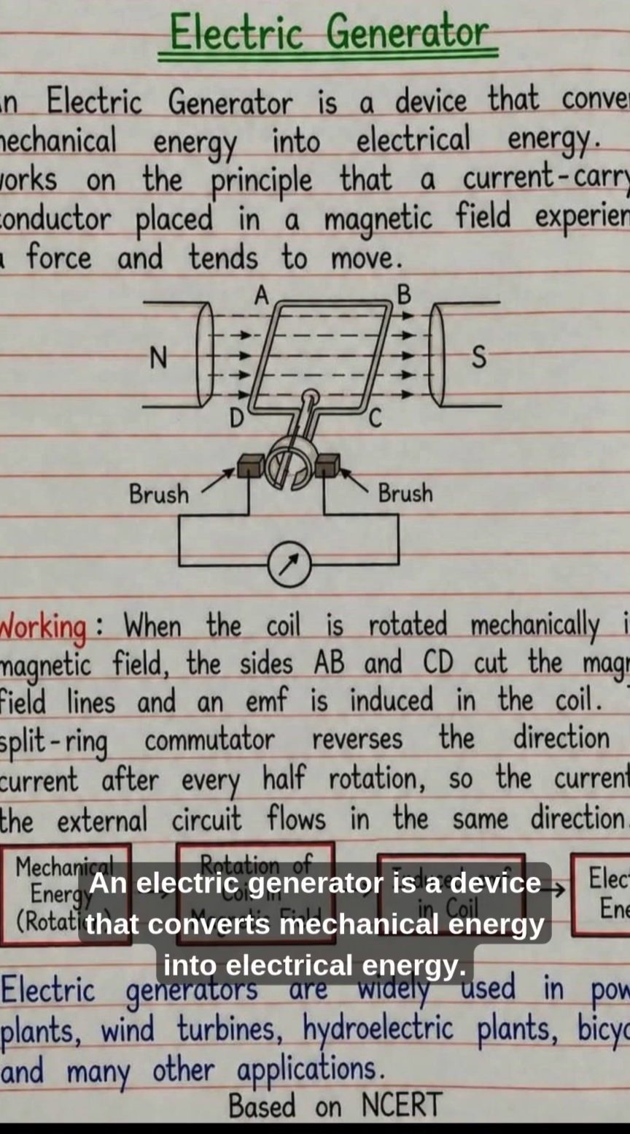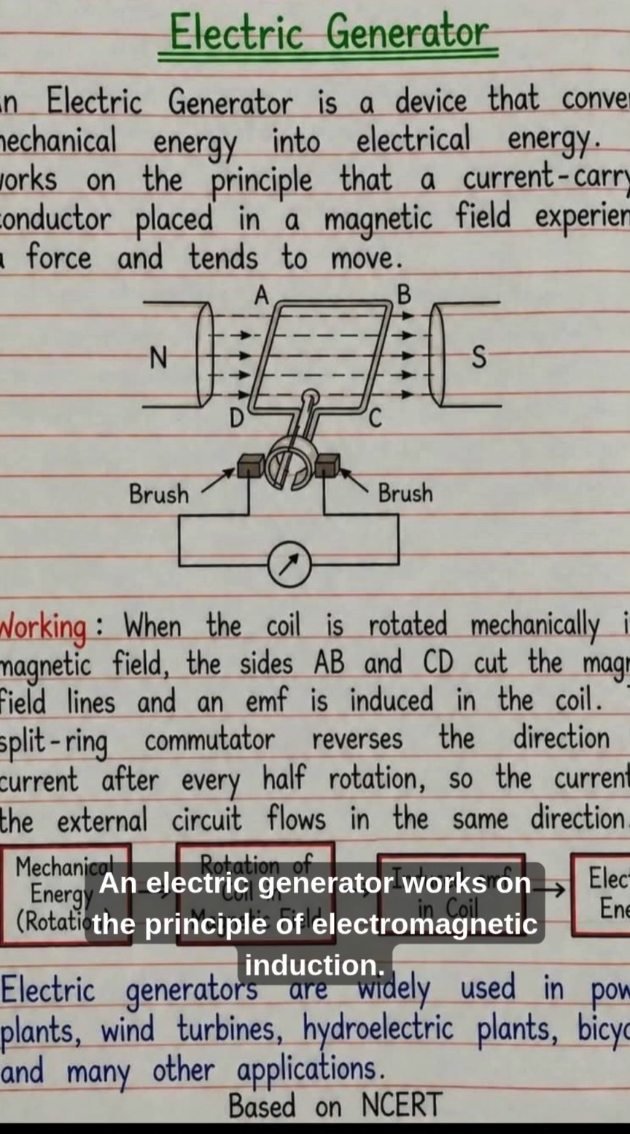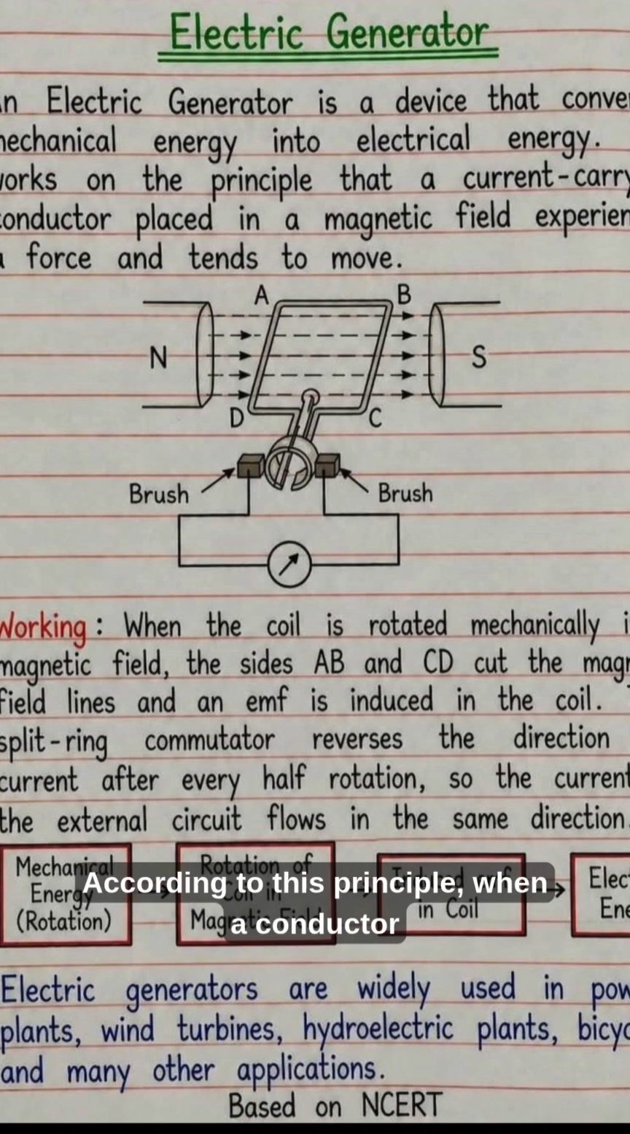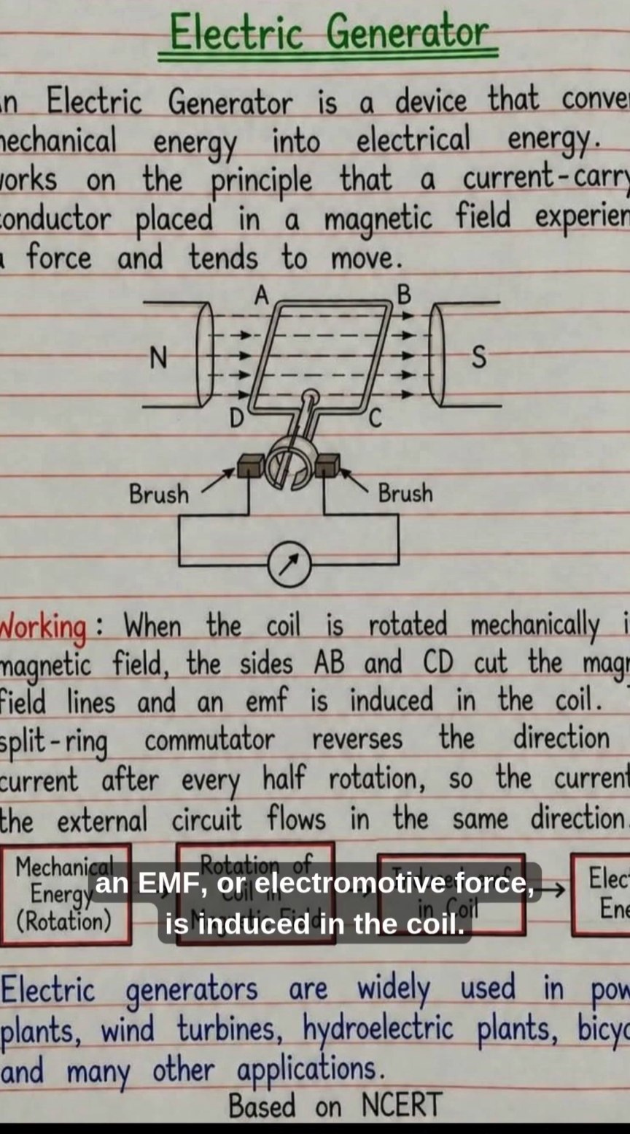An electric generator is a device that converts mechanical energy into electrical energy. In simple words, a generator uses mechanical motion to produce electricity. An electric generator works on the principle of electromagnetic induction. According to this principle, when a conductor or coil moves through a magnetic field and cuts magnetic field lines, an EMF, or electromotive force, is induced in the coil.